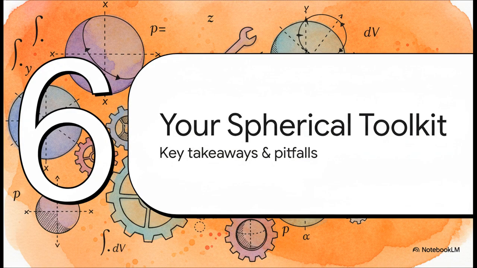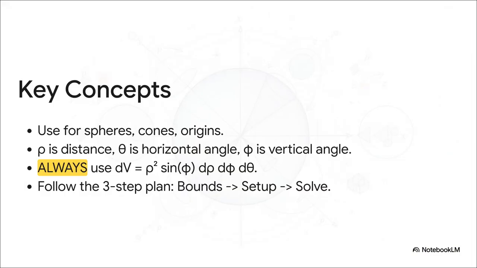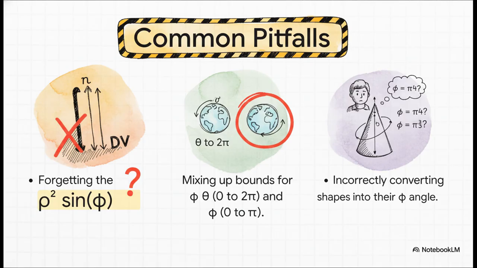Okay, let's bring it all home and put everything we just covered into a final toolkit. These are the absolute core ideas you need to have down to solve these problems on your own. Here are the essentials. First, know when to use this tool. Anything with spheres and cones. Second, know your coordinates like the back of your hand. Rho is distance, theta is around, phi is down. Third, one last time, never ever forget the volume element is rho squared sine of phi, d rho, d phi, d theta. And finally, stick to the plan. Bounds, setup, solve.